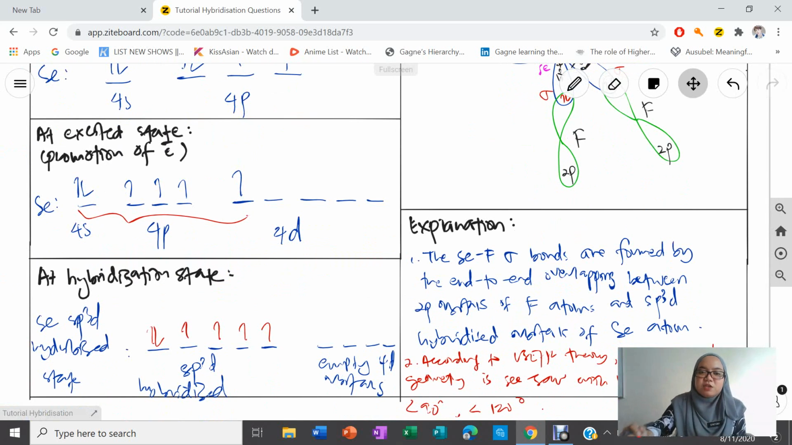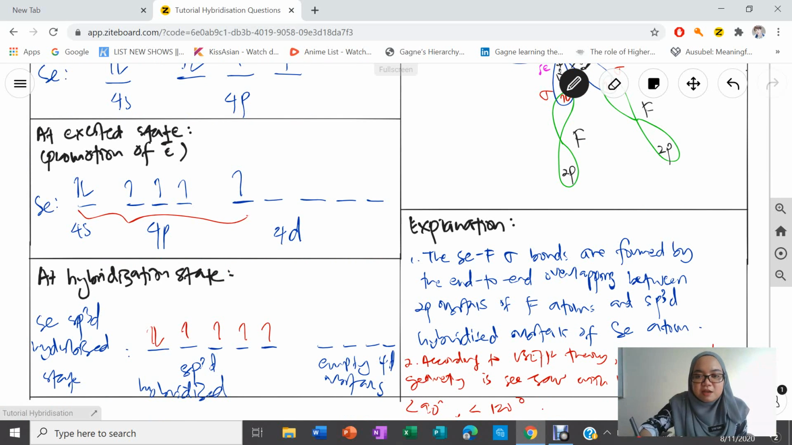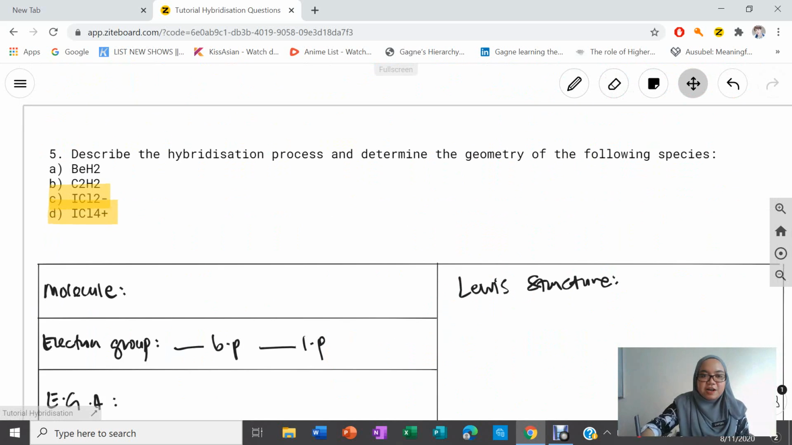Okay, so for arrow, I think this time the marking scheme accepts whether you want to use double-headed arrow like this for one electron, or you can draw it like half-headed arrow like this. Any of it can. Okay, it is acceptable. Now, let's look at question 5.